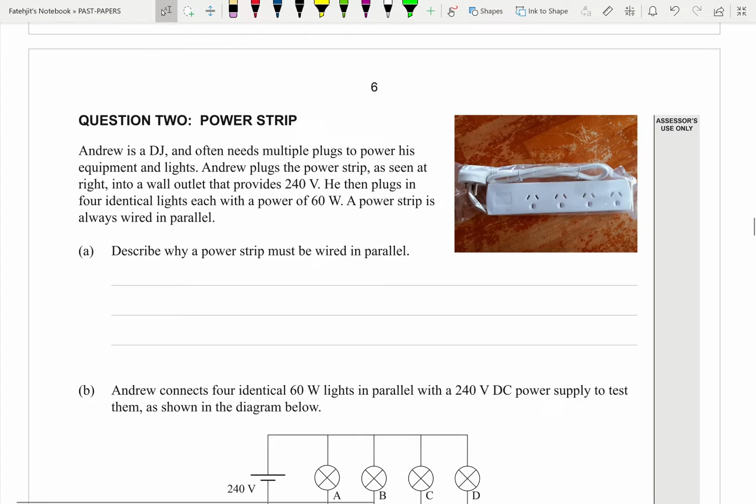Cool. So this one, you can have a quick read, but what it tells us is that the outlet provides 240 volts into 4 identical light bulbs, and that is the power.